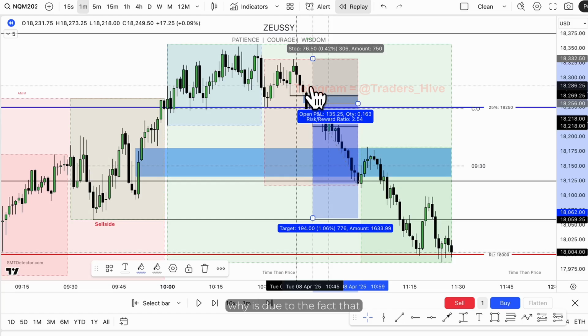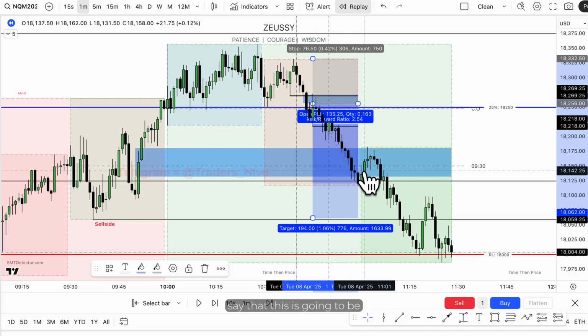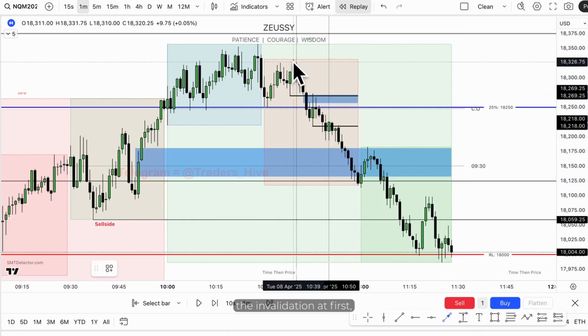And the reason why is due to the fact that there's a lot of room for the market to retrace deeper than that initial entry pattern. However, if you're already more experienced and you already know how IBDA delivers price and when it should deliver price, so when these volatility injections are going to take place, then you can of course manage it tighter. But for the sake of easiness, let's just say that this is going to be the invalidation at first.